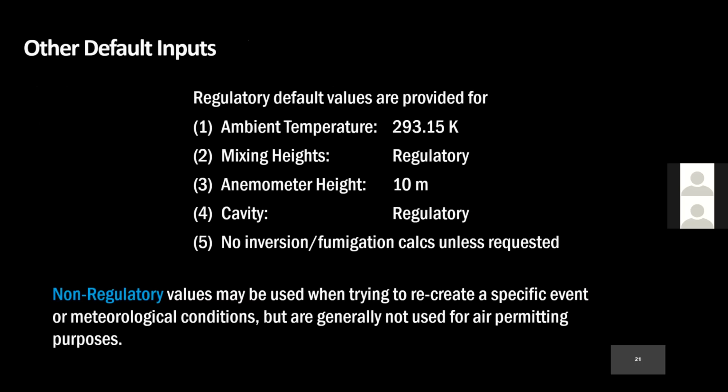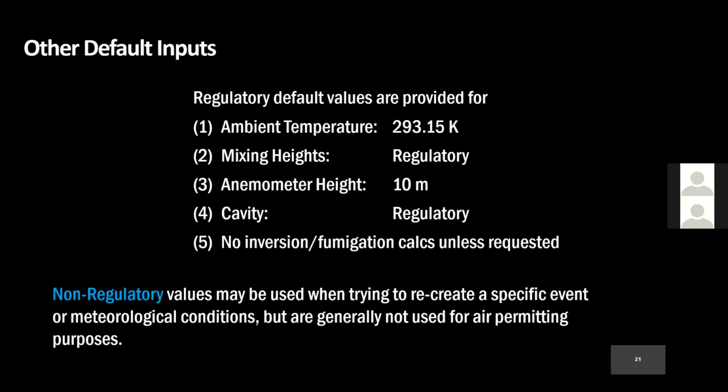Okay, there are a few other bits of input data that have to go into SCREEN3 that are just considered regulatory defaults. I would not change any of these unless you are intentionally wanting to turn on some of the non-regulatory options. These are just set by SCREEN3. The ambient temperature in SCREEN3 is 293.15 Kelvin, which is 68 degrees Fahrenheit. The mixing heights are set at a regulatory default algorithm. The anemometer height is set at 10 meters, and the cavity calculation is set at a regulatory default.